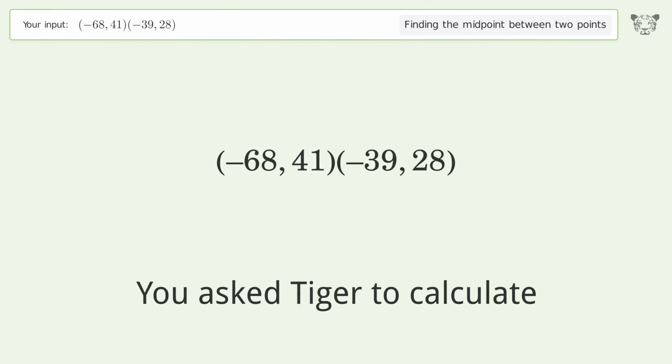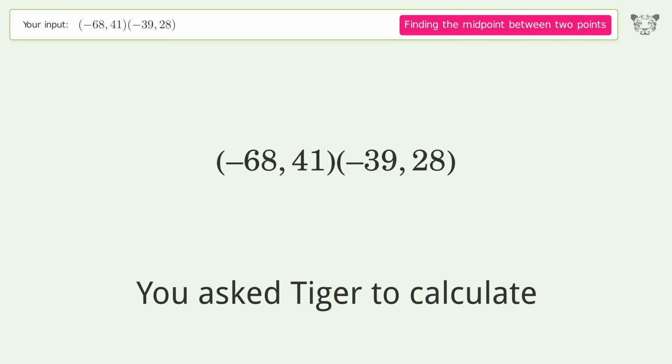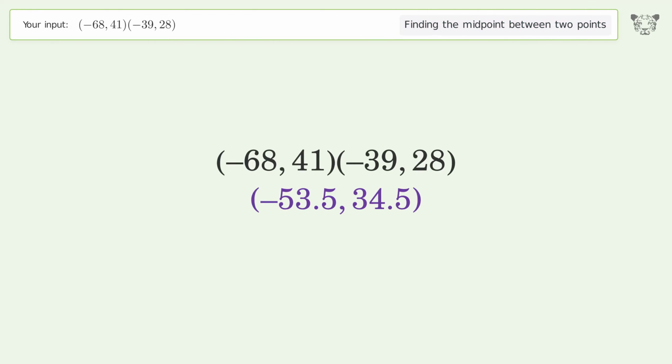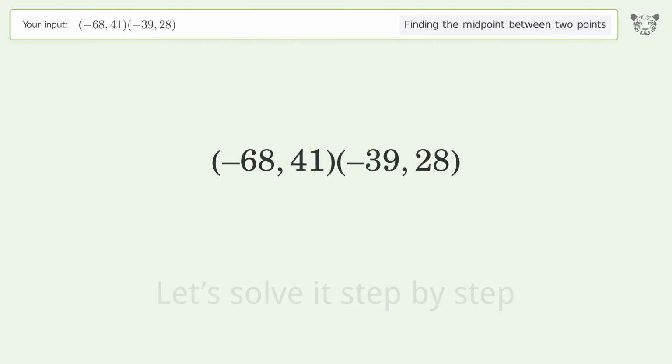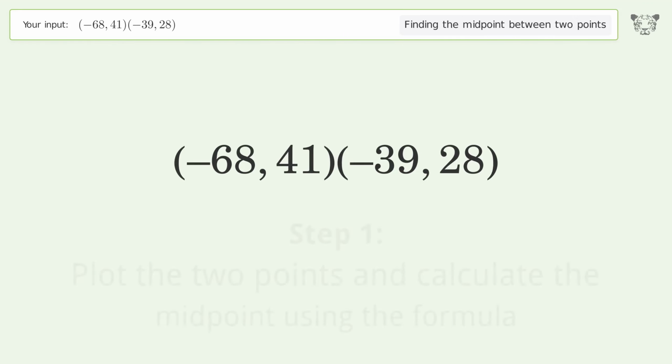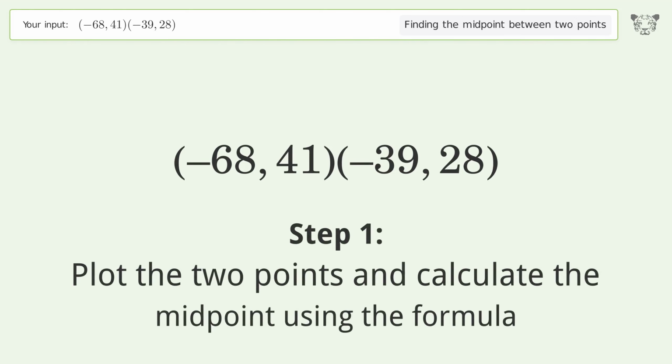You ask Tiger to calculate. This deals with finding the midpoint between 2 points. The midpoint between the 2 points is negative 53.5, 34.5. Let's solve it step by step. Plot the 2 points and calculate the midpoint using the formula.